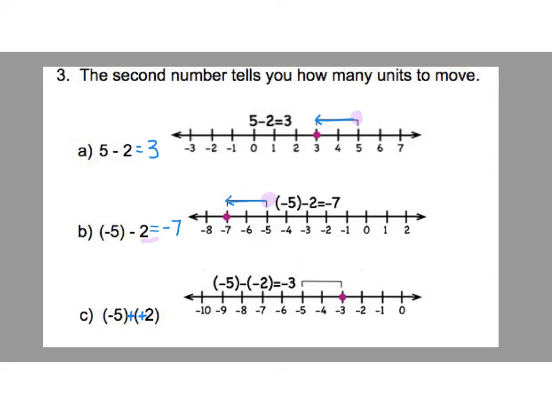So that first number, negative 5, tells us where to start on our number line. Now we see a positive or a plus sign, so we need to move to the right in the positive direction on the number line. And the second number, positive 2, tells us how many units to move. So we move to the right 2 units, and we end up at negative 3. So negative 5 plus positive 2 equals negative 3.